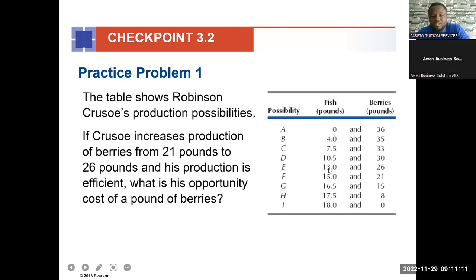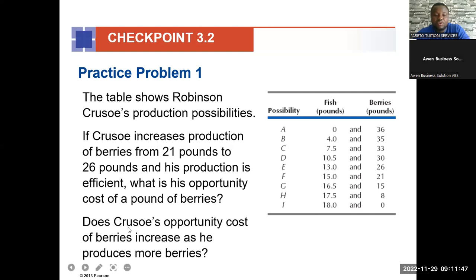Okay, 2 pounds. And then the increase in the pounds of berries, 21 to 26, will be 5, right? So the opportunity cost is going to be 2 pounds of fish divided by 5 pounds of berries. So the opportunity cost of increasing it from 21 to 26 is going to be 2 over 5 pounds of fish that we have to sacrifice. Is that okay? Yes.